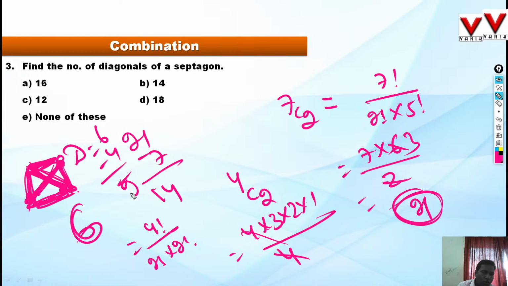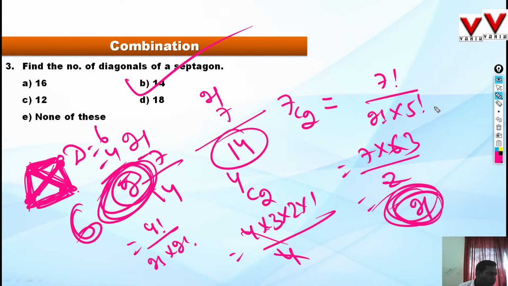Same thing here. There are 21 lines. From the 21, only 7 are the sides of the septagon. The rest are known as diagonals. 21 minus 7 is equal to 14. Option B is our answer. Clear? Come to the next question.